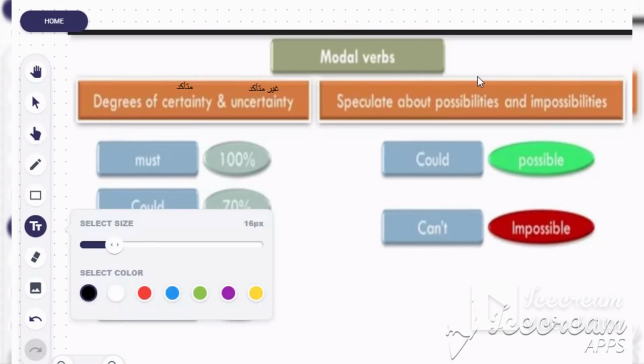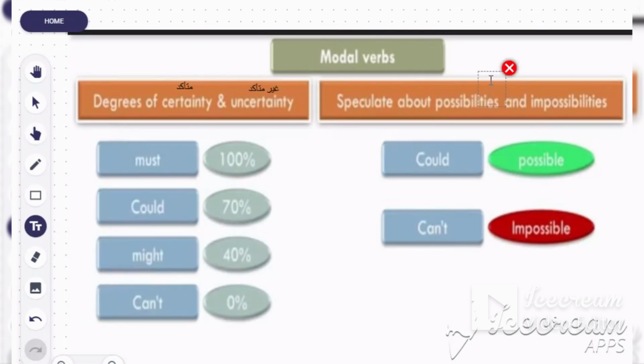I write the meaning. Possibilities احتمالات. Okay possibilities احتمالات and impossibilities استحالة. Something possible to happen and something is impossible to happen. Excellent. Could gives me the meaning of possibility but can't gives me the meaning of impossibility. وهذا الشيء اللي شرحناه هون في هذا العمود. Okay could gives me the meaning of possible and can't gives me the meaning of impossible things.